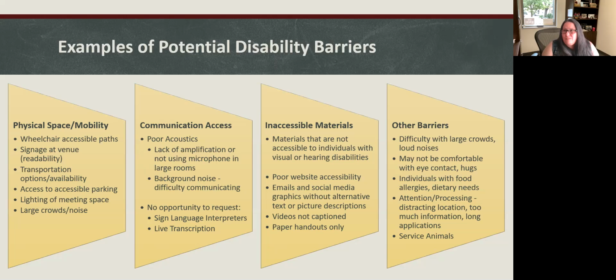And then the opportunity to have those communication access accommodations like a sign language interpreter or transcription available. If there's not even an opportunity to request that, would they come and participate if they know that when they got there, they'd never be able to pay attention or understand at that point anyway?